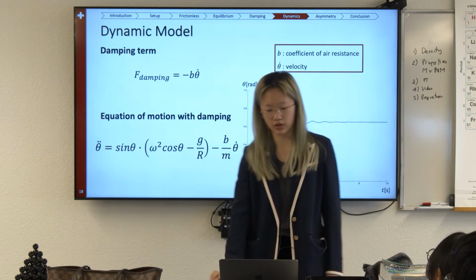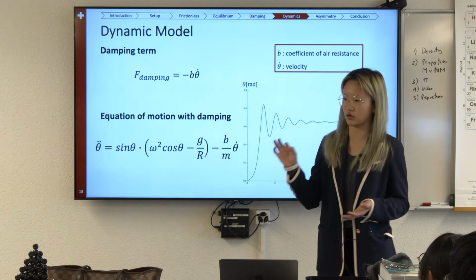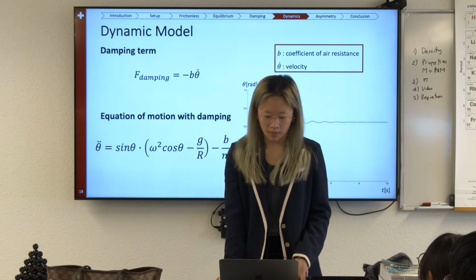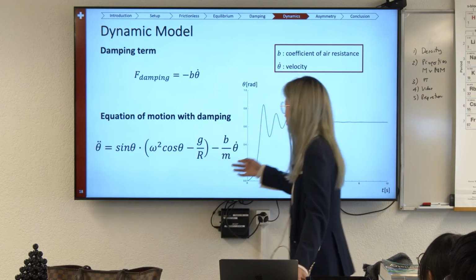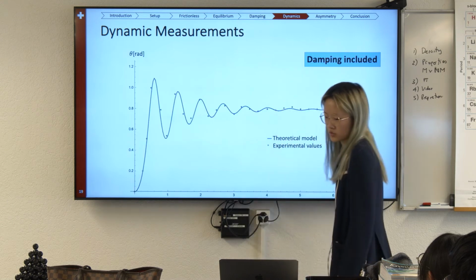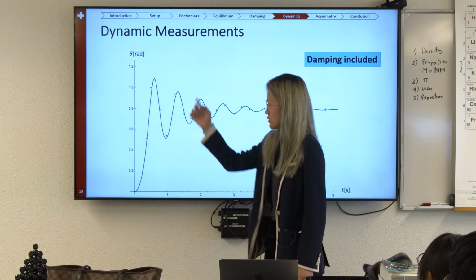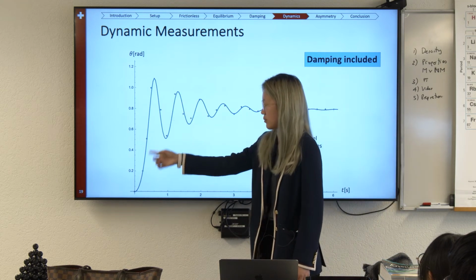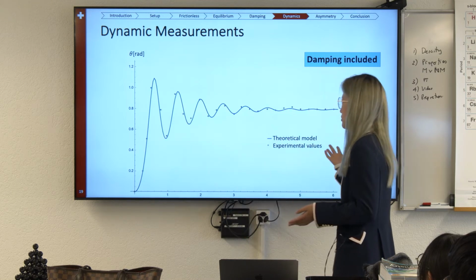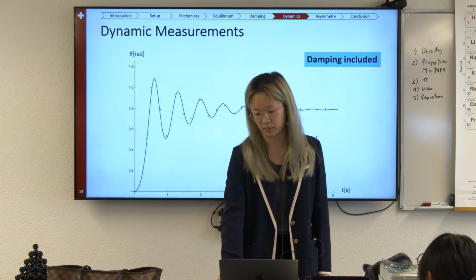And then now we can talk about the dynamic model. Instead of just the equilibrium position, we can look at how it changes as it starts to rotate. So this is the equation of motion in relation to theta instead of theta prime. Here is a graph comparing my experimental measurements, the black plots, and the blue line is the theoretical model.